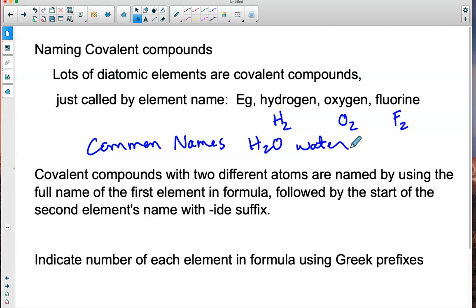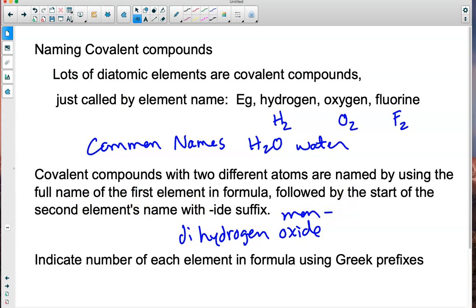When you have two different atoms in your molecule like you do in water, you start by using the full name of the first element in the formula, followed by the start of the second element's name with an -ide suffix. Following that, water would actually be hydrogen oxide. But then to indicate that there's two hydrogens in that molecule, I would use a Greek prefix, so this would be dihydrogen monoxide.